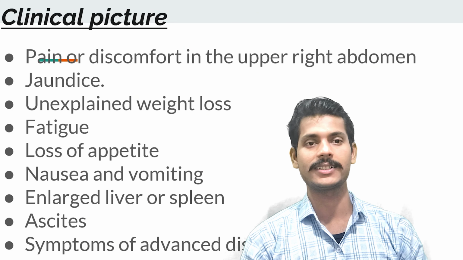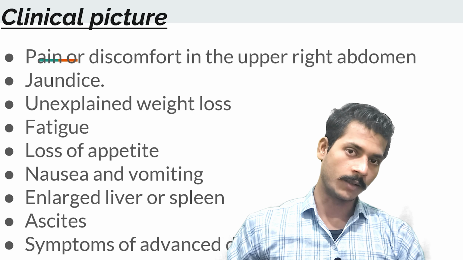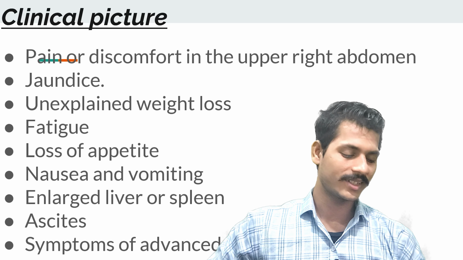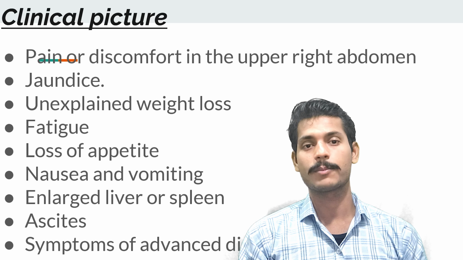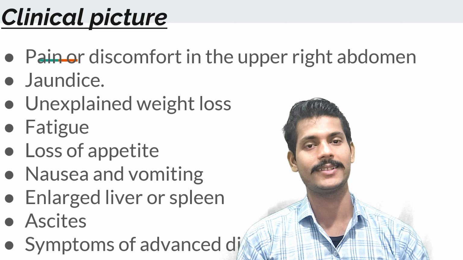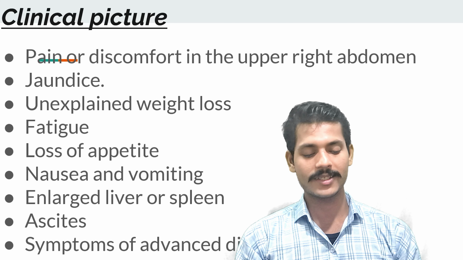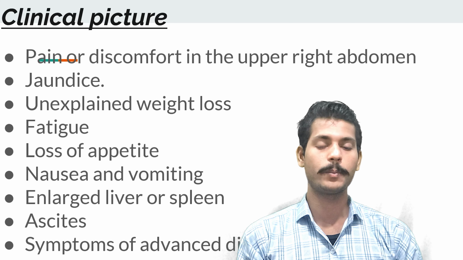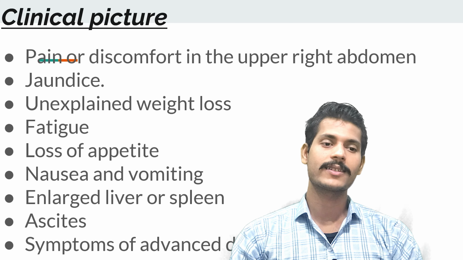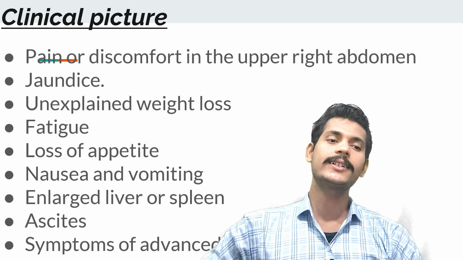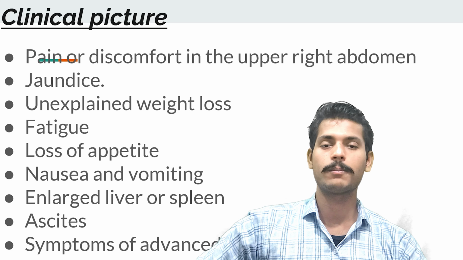Now, what is the clinical presentation? Generally, whenever cancer appears, it starts painless. It's a silent disease. Cancer is also called the silent disease. So in the initial period of cancer growth there is no pain, but if there is proper growth of the cancer cells, then there is pain in the upper right abdominal part.